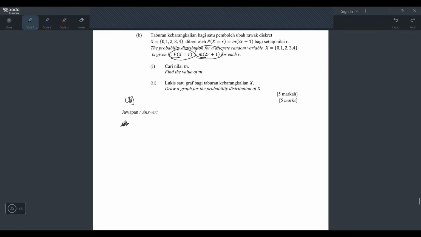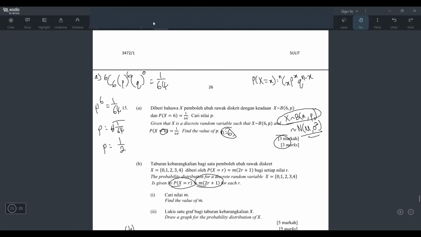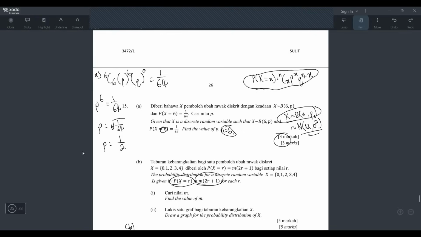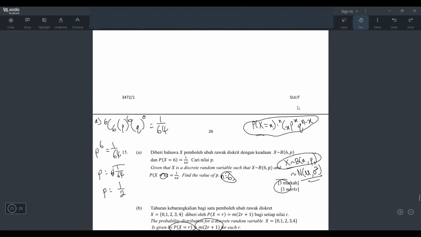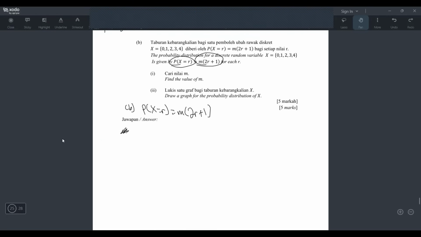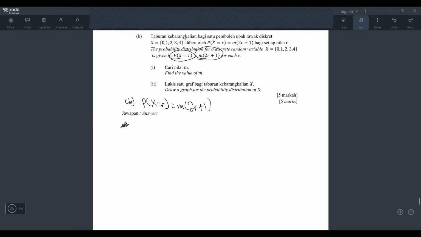Usually when we are doing binomial distribution, we will use this formula, right? Which is the formula that we learn in our syllabus. But this question is very weird because they give us their own formula, which is P(x equals r) equals m bracket 2r plus 1. So if they give us their own formula, should I use the formula they gave or the formula I learned? Of course we have to use the formula they gave, right? So for this question, I'll be using the formula that the question gives us.